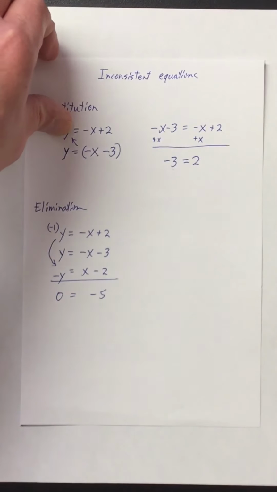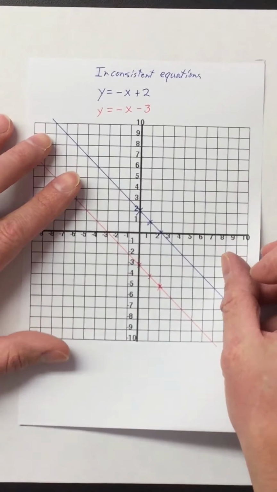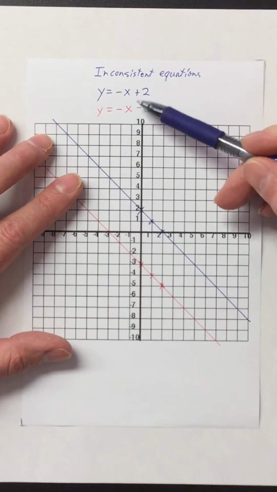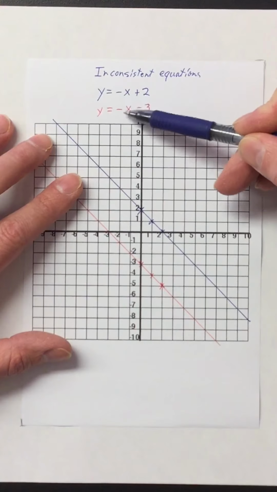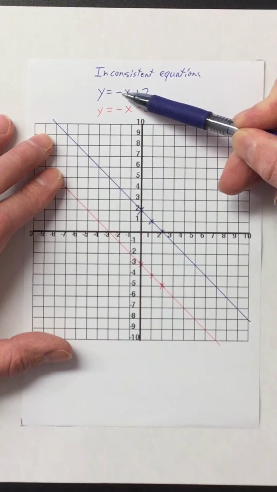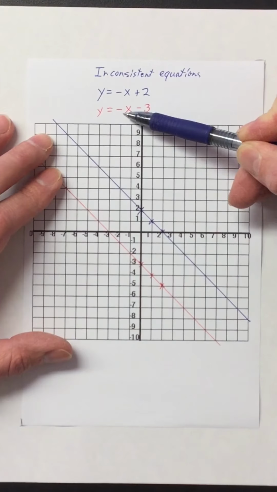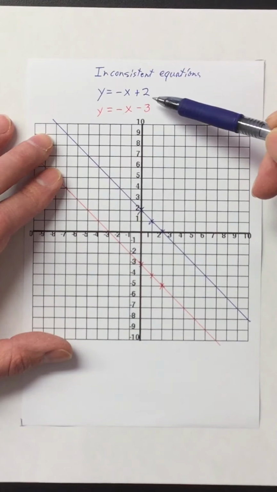An easier way to look at that, and know from the equations, is if I come back here and look at my two equations: very simply, if they have the exact same slope, negative 1 over 1, negative 1 over 1, and they have different intercepts, it's going to be inconsistent, because the slope is the same, but they don't start at the same points.